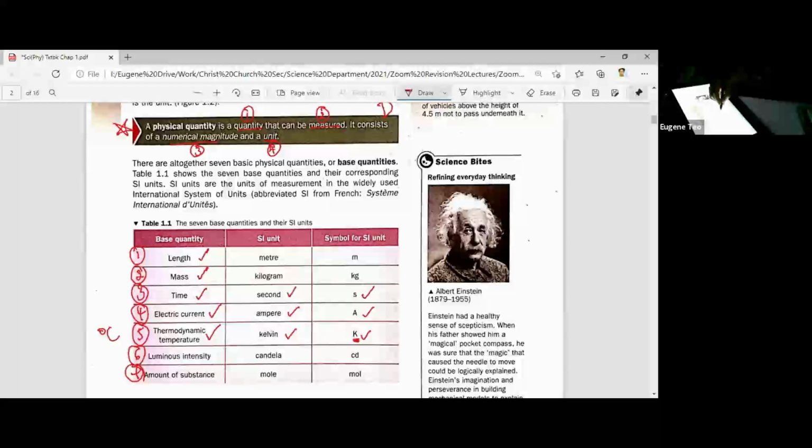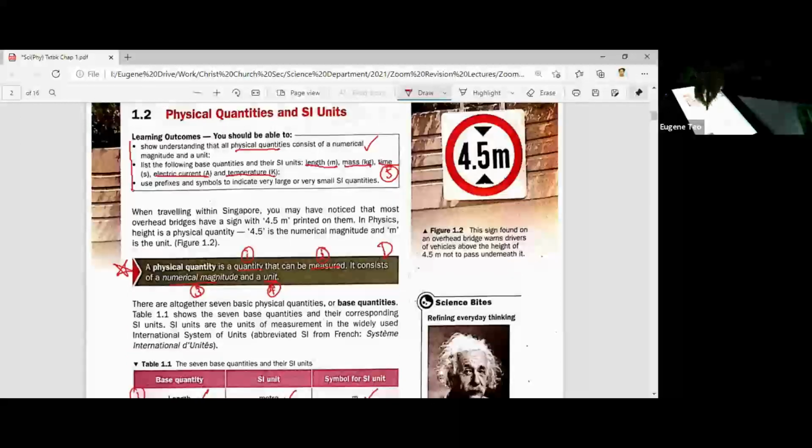Now, mass is the one that most people tend to get a bit more confused about, because kilo is a prefix, so why is the SI unit kilogram? There's a historical idea behind why it's a kilogram. We're not going to go into it. You can go and YouTube search about it. But do take note, for mass, the SI unit is kilogram, and the symbol is kg. And the last one, for length, the SI unit is meter, and the symbol for it is m. So these are the 5 base quantities that you need to know. You need to know the SI units and the symbol for the SI unit. So we are done with the second part. And the last one we're going to look at is the use of prefixes and symbols to indicate very large or very small SI quantities.